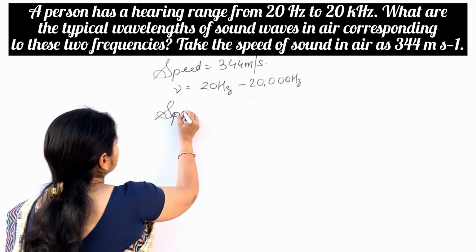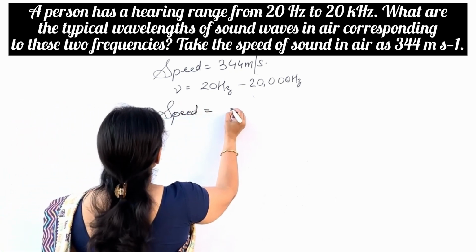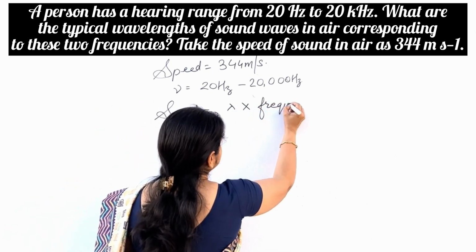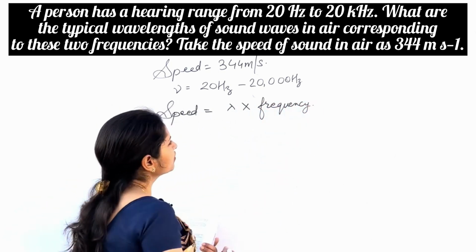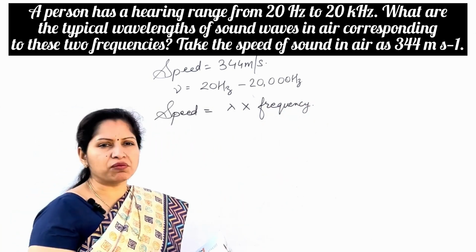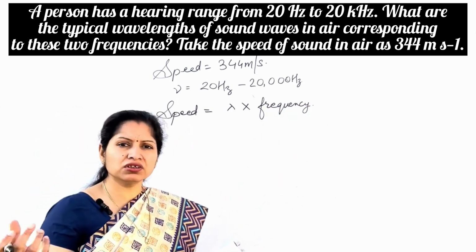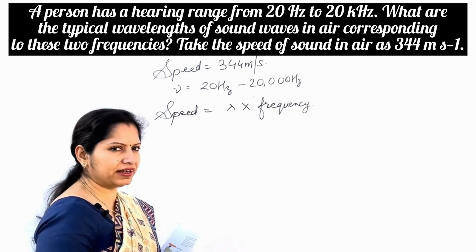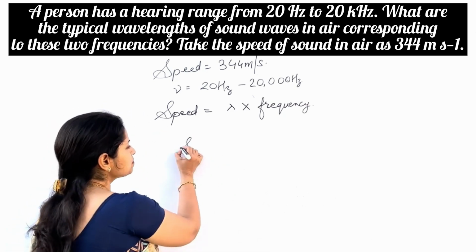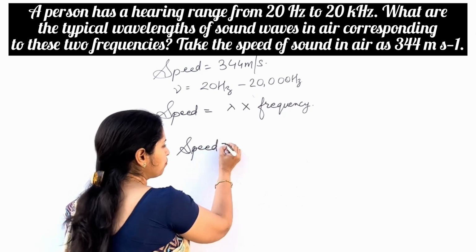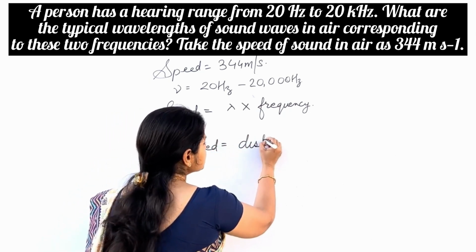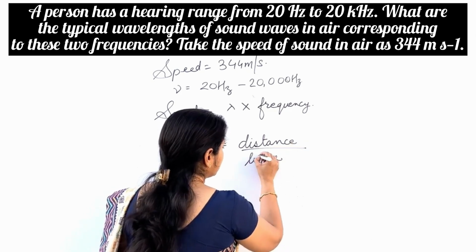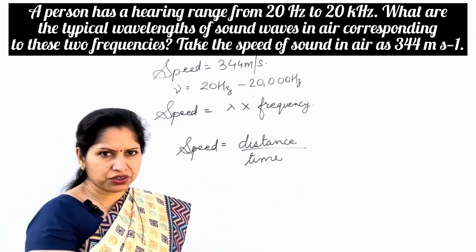So this formula we have studied in the theory part, that speed is equal to wavelength into frequency. But in case you forget this formula, it might happen, you have such a lot of things to remember, no worry at all, because you can derive this formula. Speed is equal to distance per unit time. Everyone remembers that.